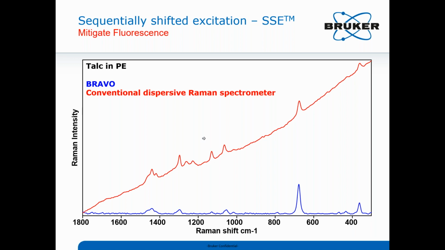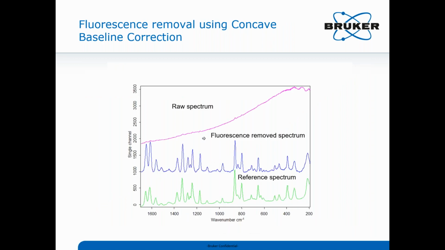So here's a good case of talc. There's the raw spectrum in red. There's the fluorescence removed spectrum shown in the blue. And this is a really fun example where I have a coded tablet shown above, and then the fluorescence removed spectrum in the middle, and then the reference spectrum shown below. And again, you can see that even though you can hardly see any bands there, the fluorescence removal tools work just really nicely.